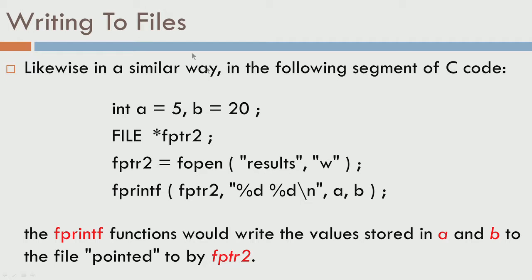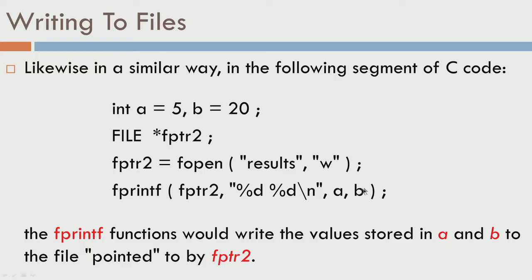So, for example, if you look at this code, as you can expect, this is a variation of printf. As before, we have two integers and we have a file pointer called fptr2. We open the results file in write mode, which means if the file exists, it will overwrite it. If it does not exist, it opens a new file with the name results. And now this fprintf is similar to printf. You have the format specifier, you have the parameters that are supposed to be printed, but you also pass the file pointer as the first parameter.